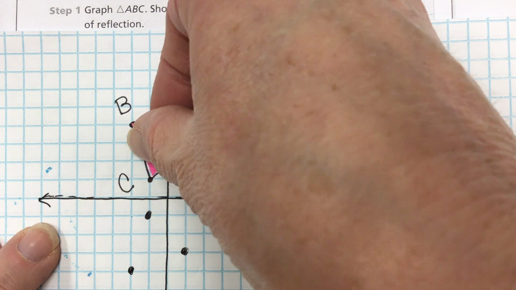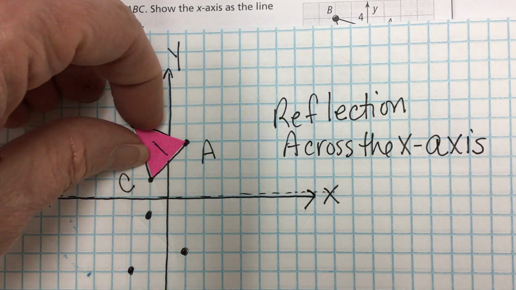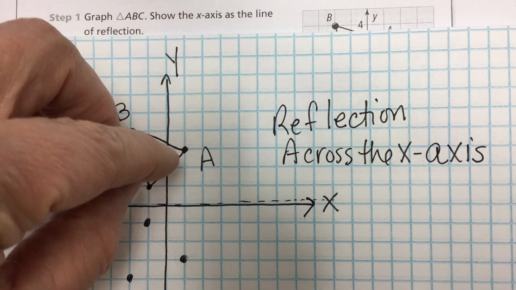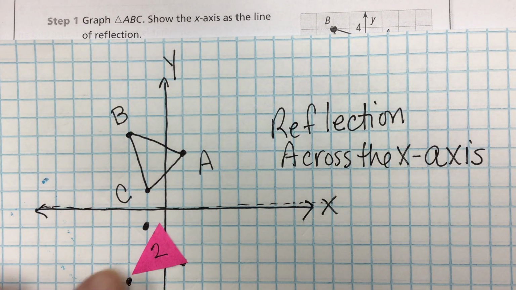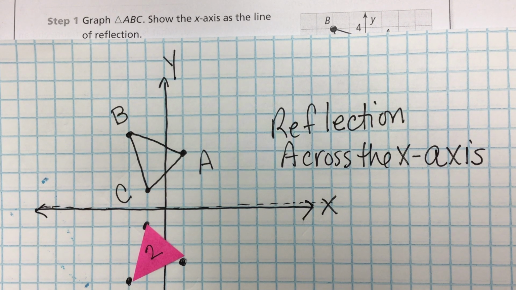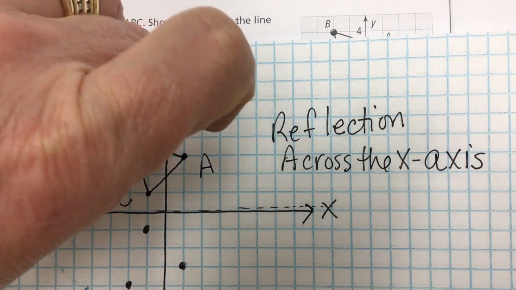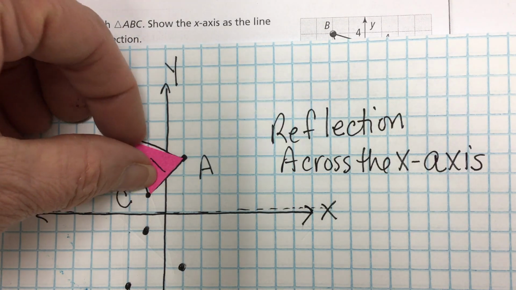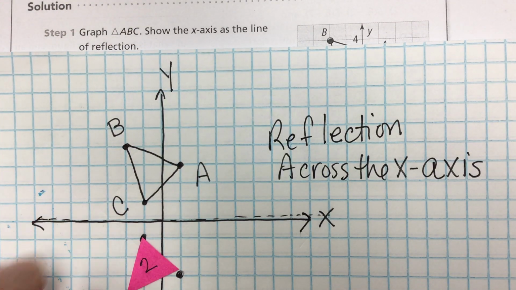All right, so let's look at it. Here's my triangle, the original one. When I reflect it over, it should look something like this. Okay? When I reflected it over, it looks something like that. So, let me do that again. Here we have our triangle ABC. When I reflect it over, it comes down and looks something like that.